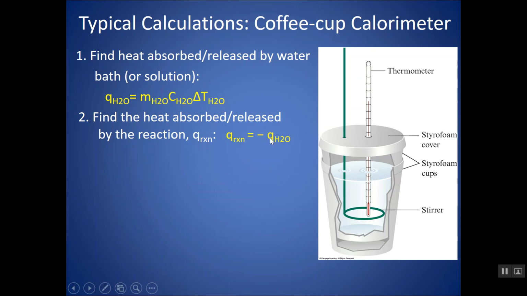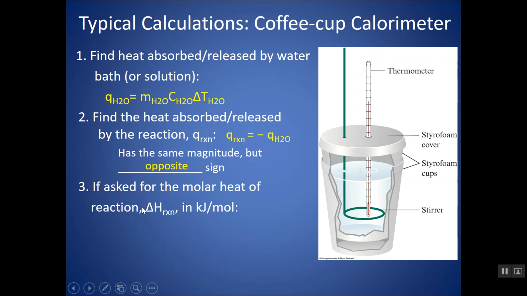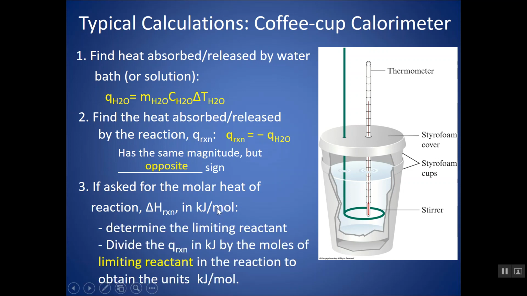And then if you remember, Q has units of joules. So a lot of times if we're going to be asked for the molar heat of the reaction, the delta H, that has units of kilojoules per mole. If we're in this step here, we're just in joules. So what we would want to do is take the joule amount that we got here, the heat in joules, obviously convert it to kilojoules, but then notice it's on a per mole basis. So I need to divide by the moles of the reactant that I had to start with.